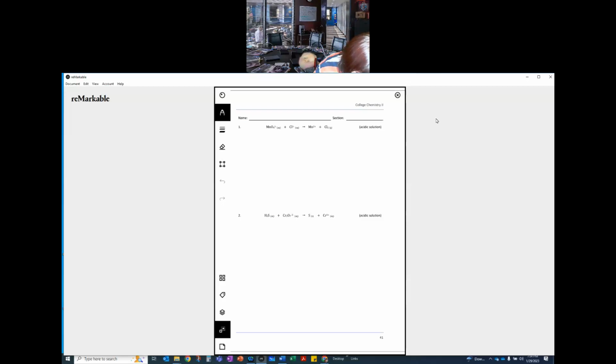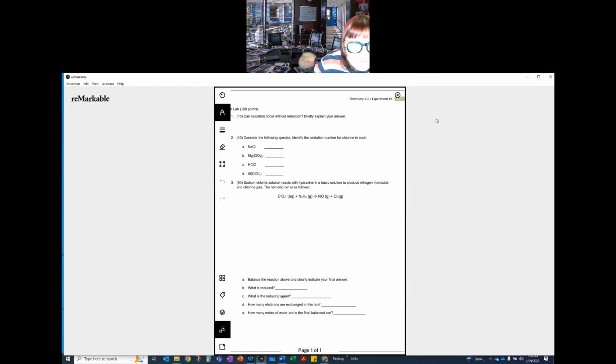There is a post lab that goes with experiment 6. Let me find it. And this post lab wants you to define: can oxidation occur without reduction? Can it happen? And explain. What is the oxidation number for chlorine in each of these species that are listed? So find the value for the chlorine. Sodium chloride solution reacts with hydrogen in a basic solution to produce nitrogen monoxide and chlorine gas.